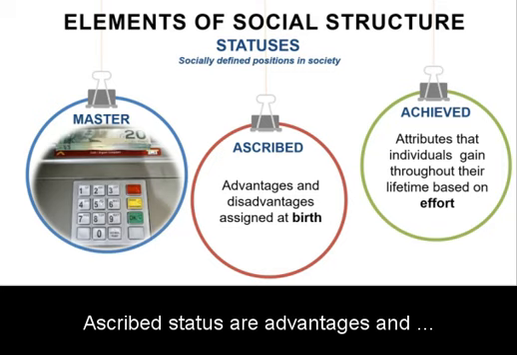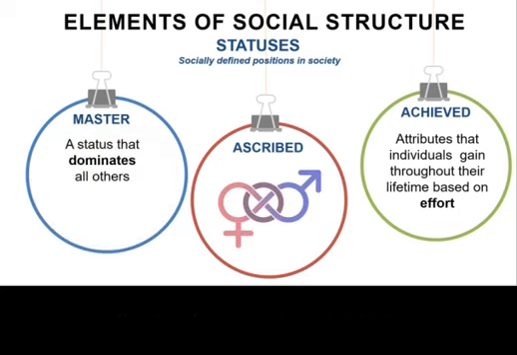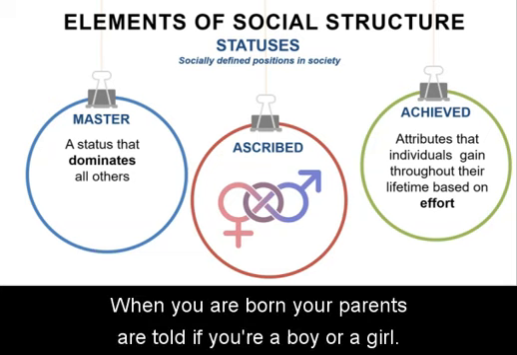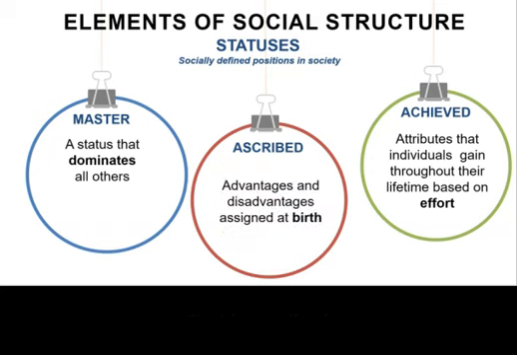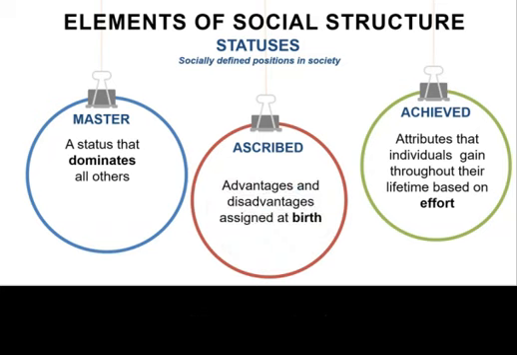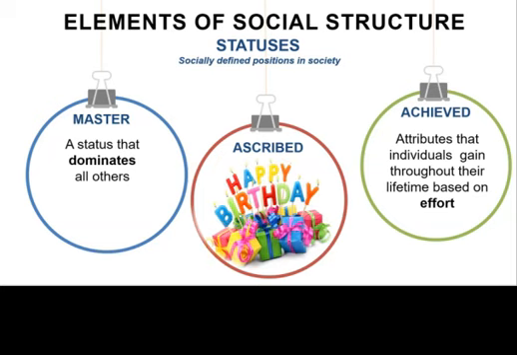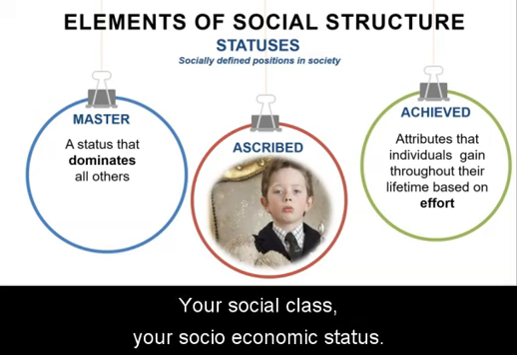Ascribed status are advantages and disadvantages assigned at birth. For example, your gender. When you're born, your parents are told if you're a boy or a girl. That is ascribed. Racialization. Your age, whether you are 18, 25, or 60 years of age. And your social class, your socioeconomic status.